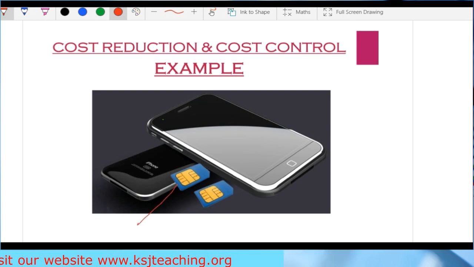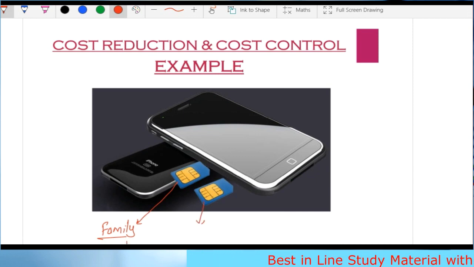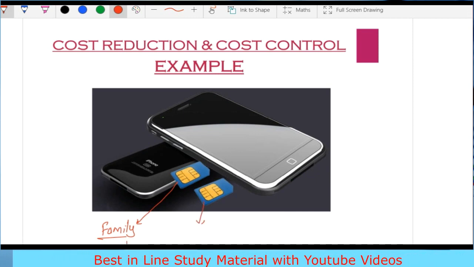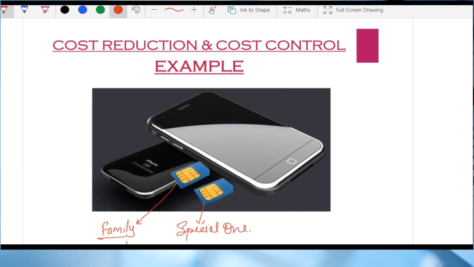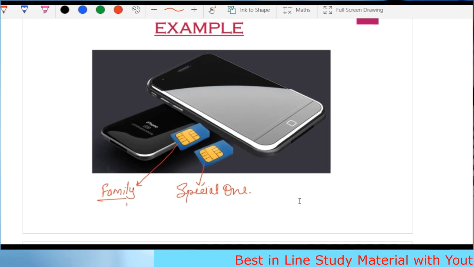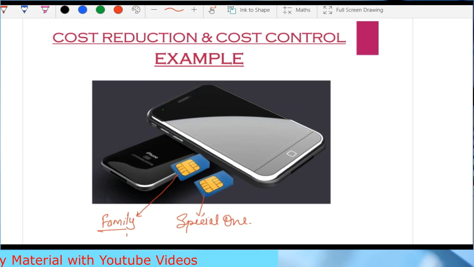Listen to it very carefully. This SIM is for your family, right? Okay, sir, got it, sir. This SIM is for our family, sir. What is the purpose of this SIM then? Sir, this SIM is for whom? For someone special. For a special one. Got it? Okay. Now you people are mature enough to understand this special one. I'm not going into the details of this. Got it? Okay. Moving on. So this SIM is for the special one.